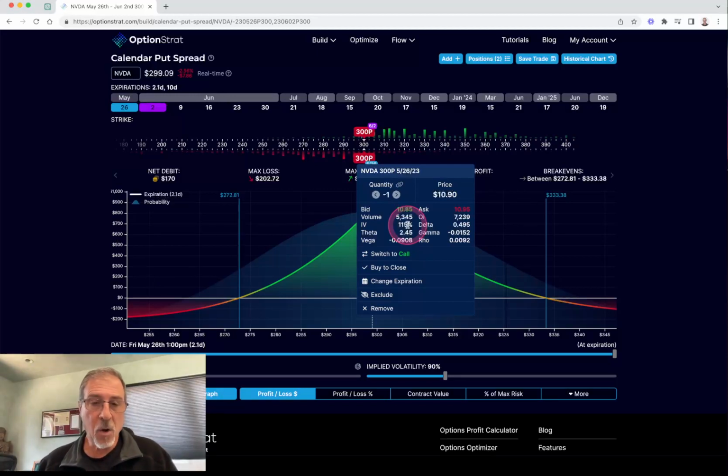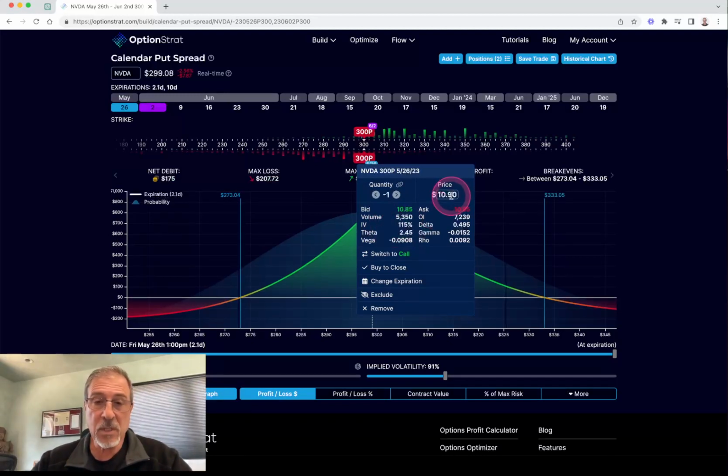If somebody owns a long stock in NVIDIA, for example, they might want to be buying insurance just in case they say something that tanks the stock. That's what causes volatility to go up, a lot of people buying puts because they have a fear of this. So we can sell those puts for about $10.90.